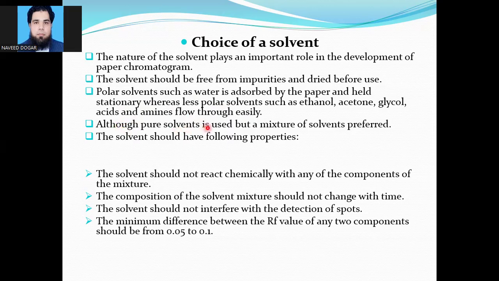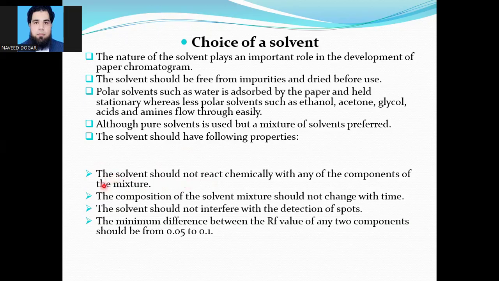Although pure solvents are used, a mixture of solvents can also be used. But whichever solvent we are using should have the following properties. The solvent should not chemically react with any of the components of the mixture. That is the first important point.